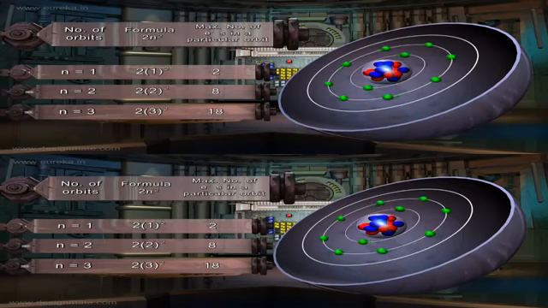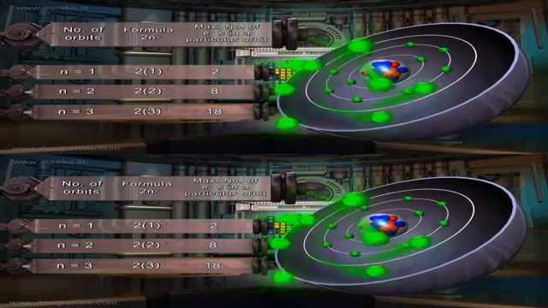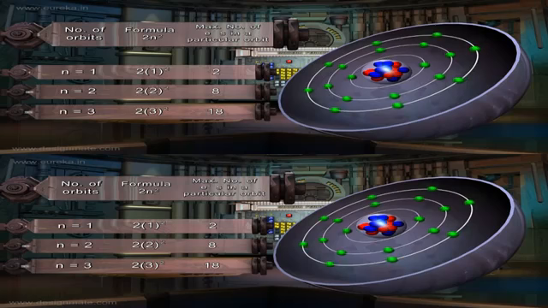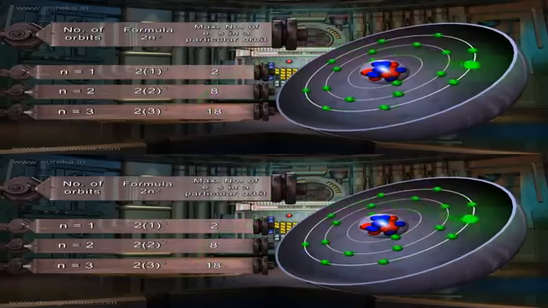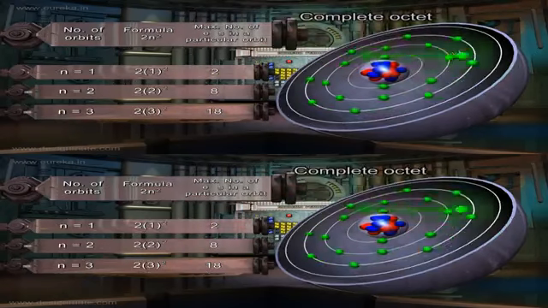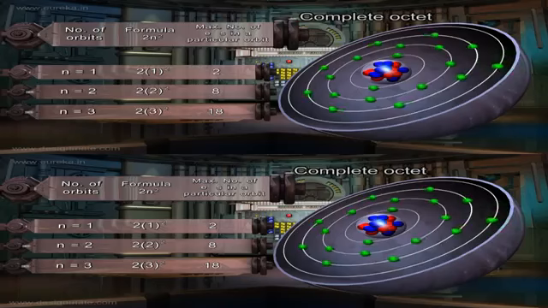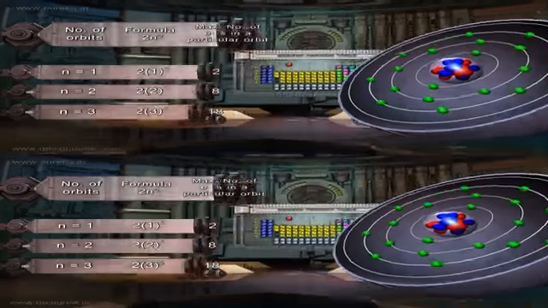Although the third orbit can be occupied by a maximum of 18 electrons, when 8 electrons are occupied in the third orbit, a certain degree of stability is given to the atom. Hence, the next electron, instead of entering the third orbit, goes into the fourth orbit.